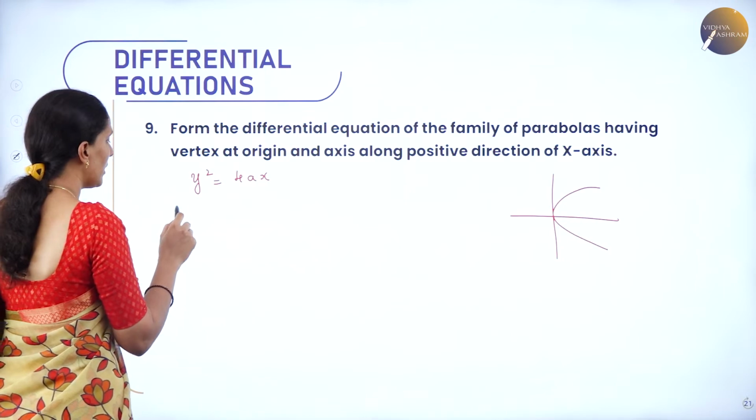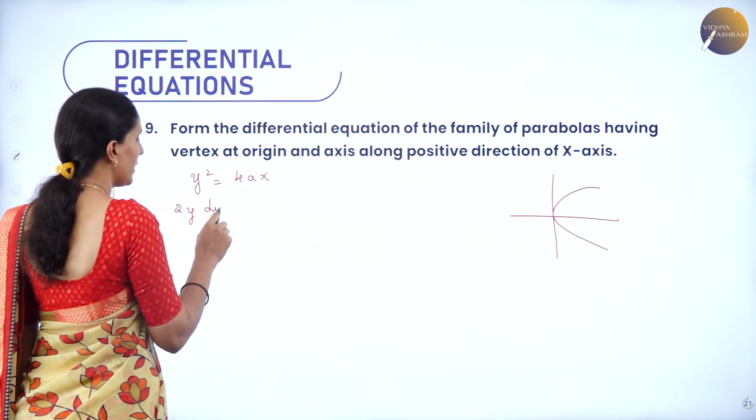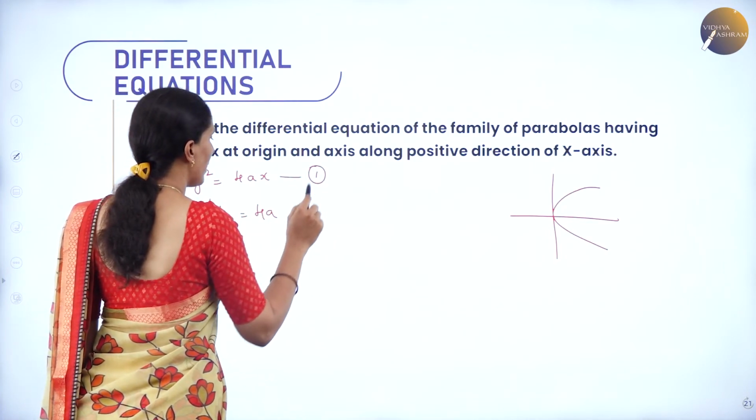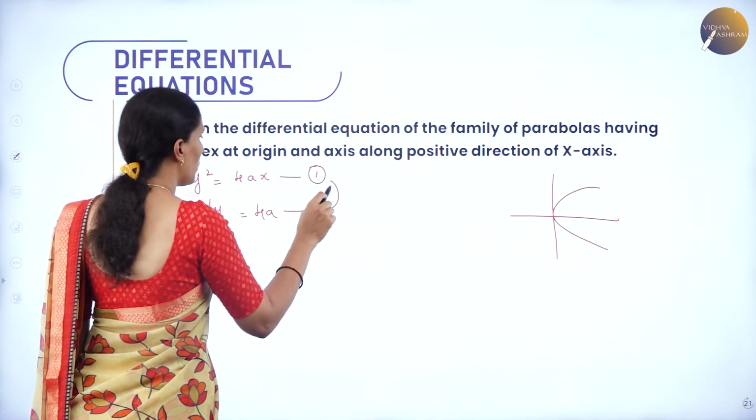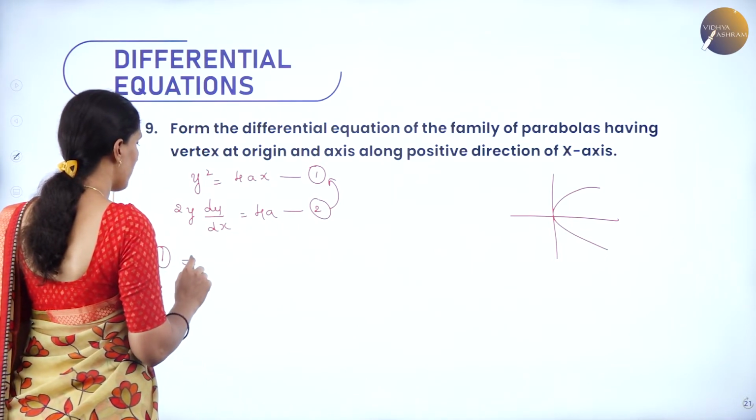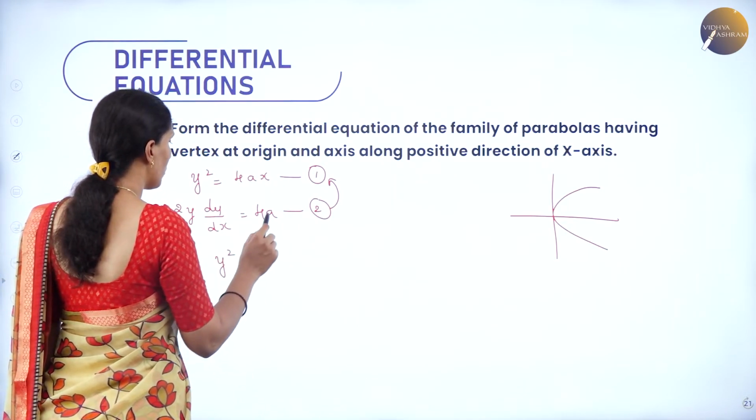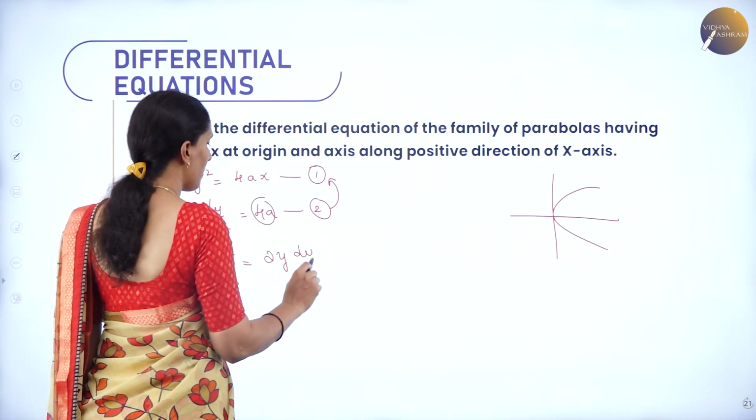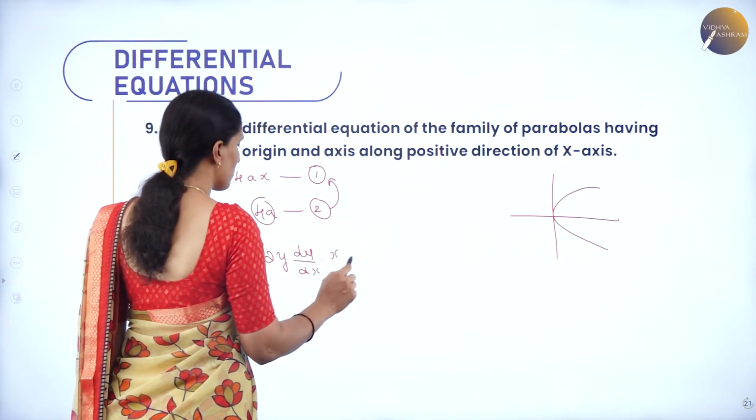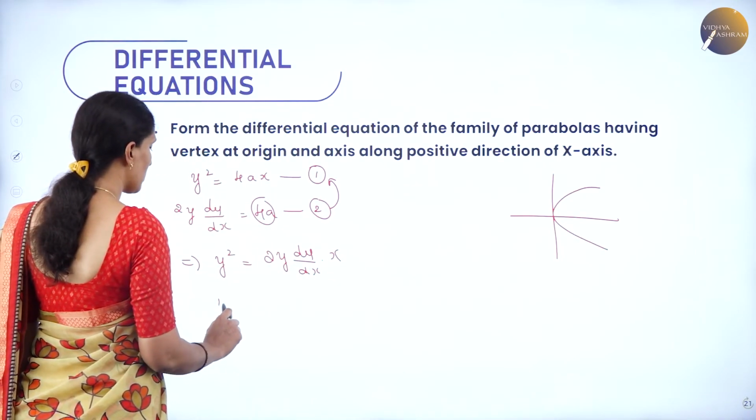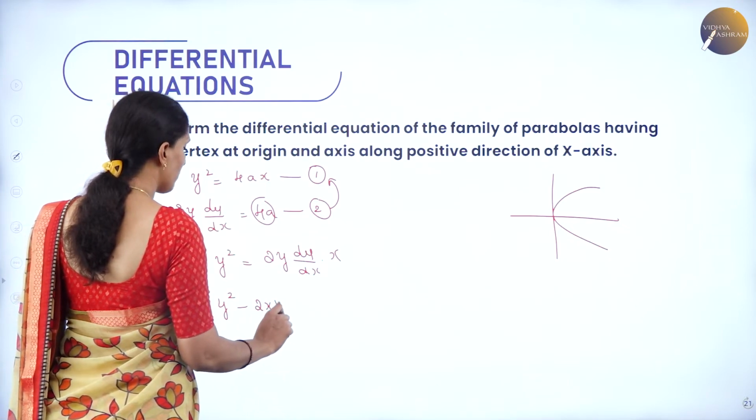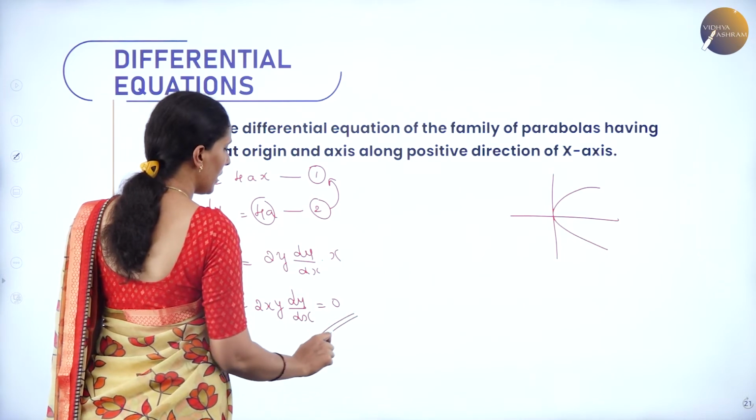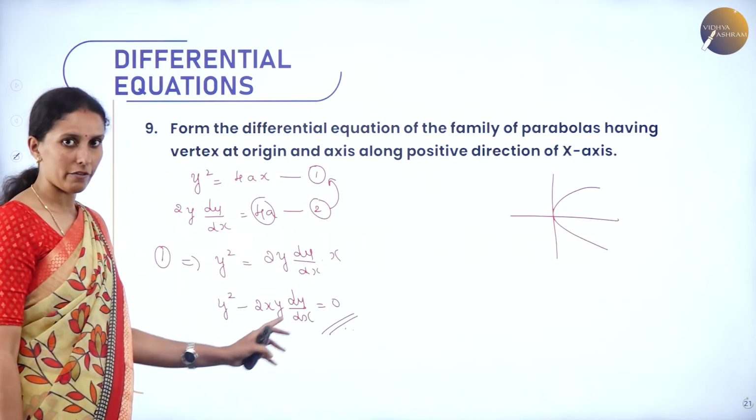Now, let us differentiate it. Then it is 2y dy by dx is equal to 4a. Let me take this as equation 1 and let me take this as equation 2. Put 2 in 1. Then equation 1 implies y square is equal to, instead of 4a, we can write 2y dy by dx into x. Or we can write it as y square minus 2xy dy by dx is equal to 0. So, just eliminating the arbitrary constant, we can form a differential equation.